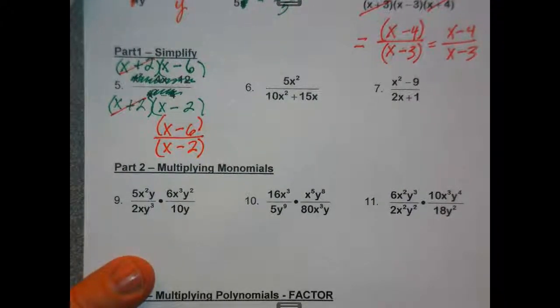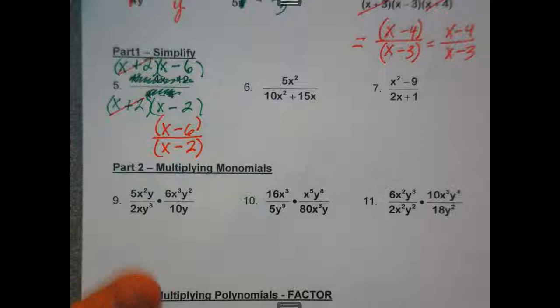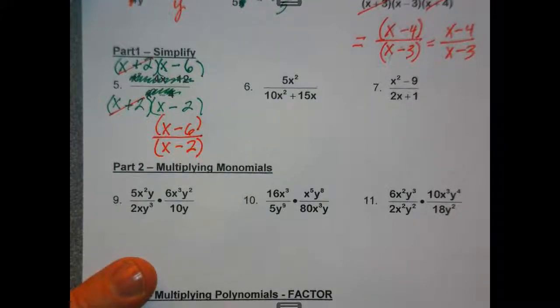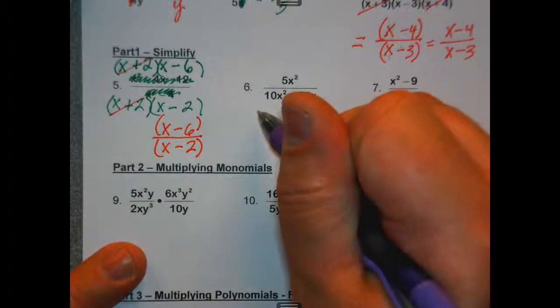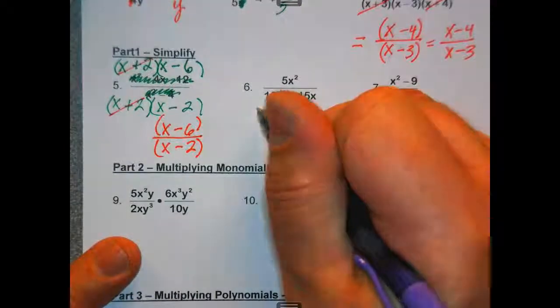I don't know either. Okay, number 6. Can we factor the top? No. Can we factor the bottom? Yes, according to your flowchart.